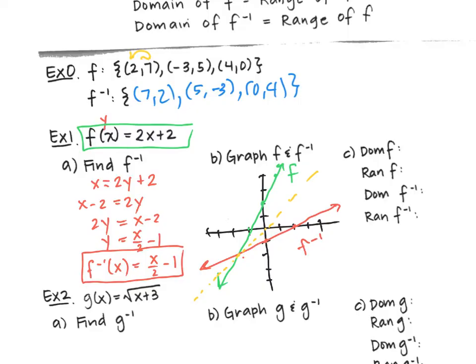Now I'm going to look at the domain and range of f and f inverse. For f, I can see the domain is all reals, or negative infinity to infinity. Same with the range, it goes down and up forever. And then for f inverse, it appears to be the same.